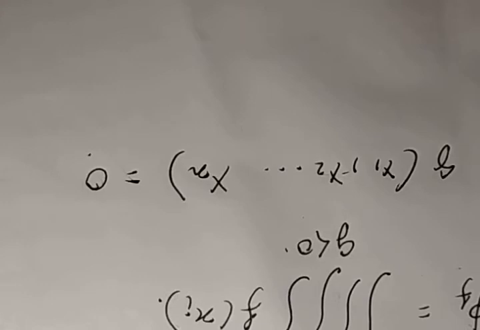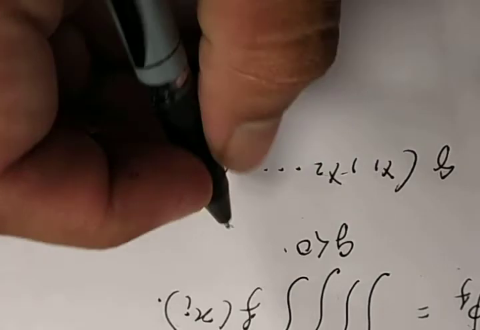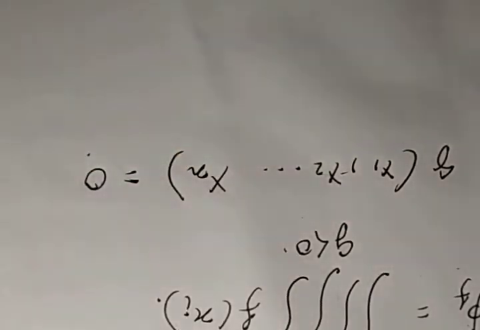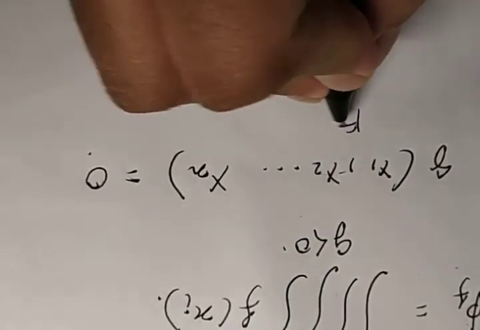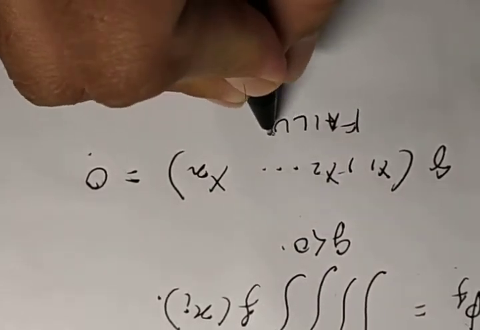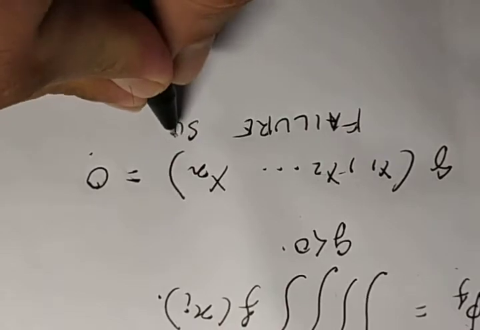Just hold on one second. I'll just check once whether I'm using the right terminology or not. g is equal to 0. Yeah, sorry, this is the failure surface, I guess. This is the failure surface. I used the wrong terminology, I'm sorry. Failure surface.